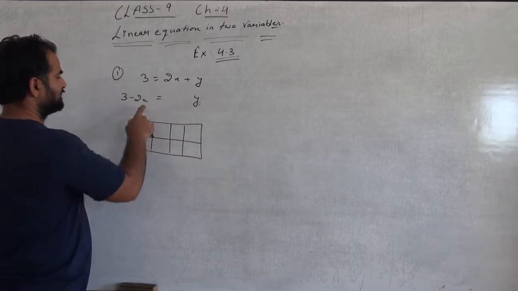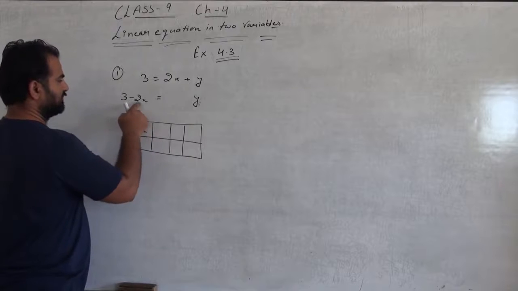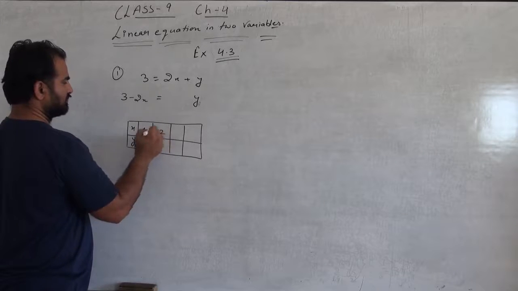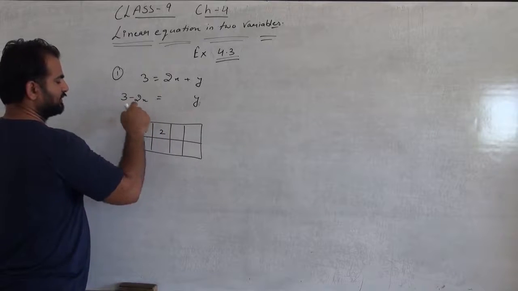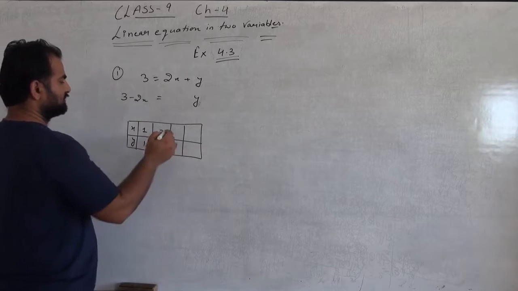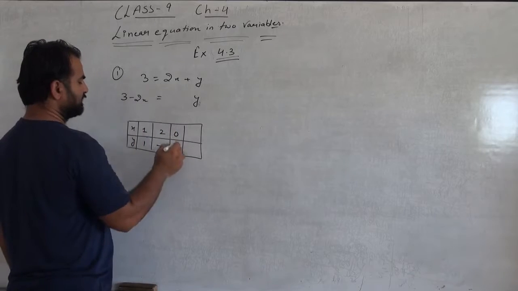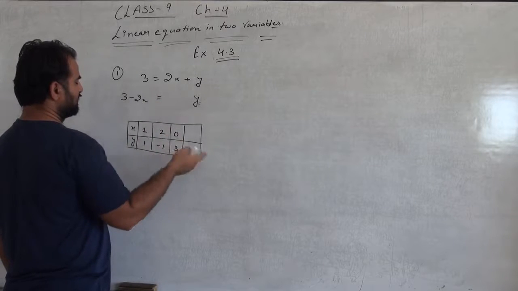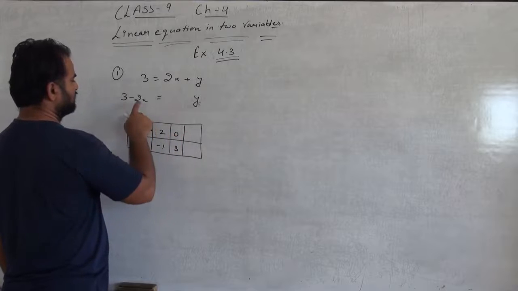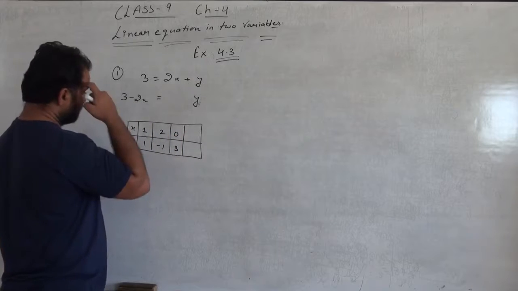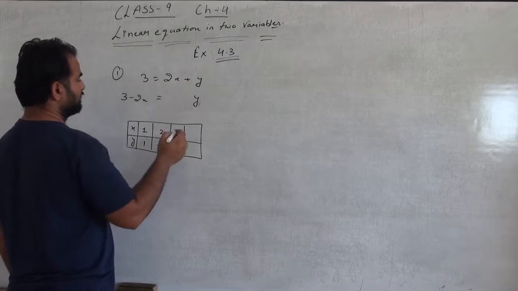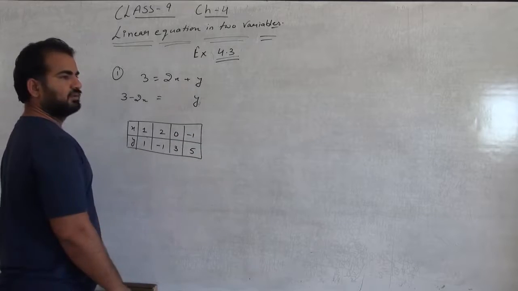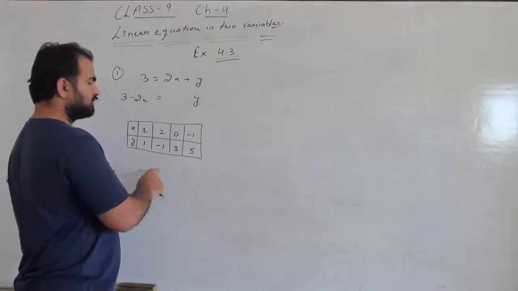First of all, let x equals to 1. So 3 minus 2 will be 1. Then x equals to 2. 2 into 2, 4. 3 minus 4 is minus 1. x equals to 0. 3 minus 0 will be 3. Okay. And x equals to minus 1. So if x equals to minus 1, then 2 into minus 1 will be minus 2, and 3 plus 2 will be 5 when x is minus 1. Okay. Now we got all the 4 coordinates.